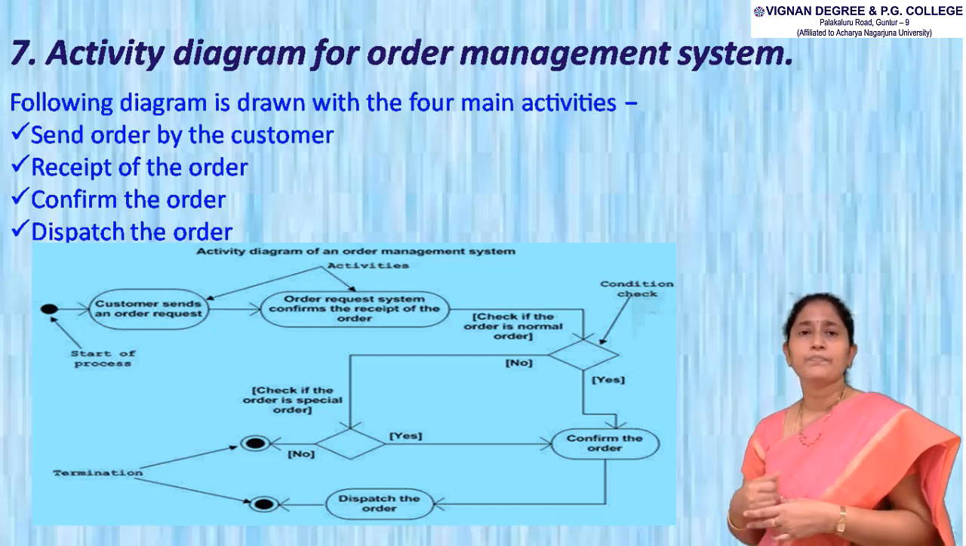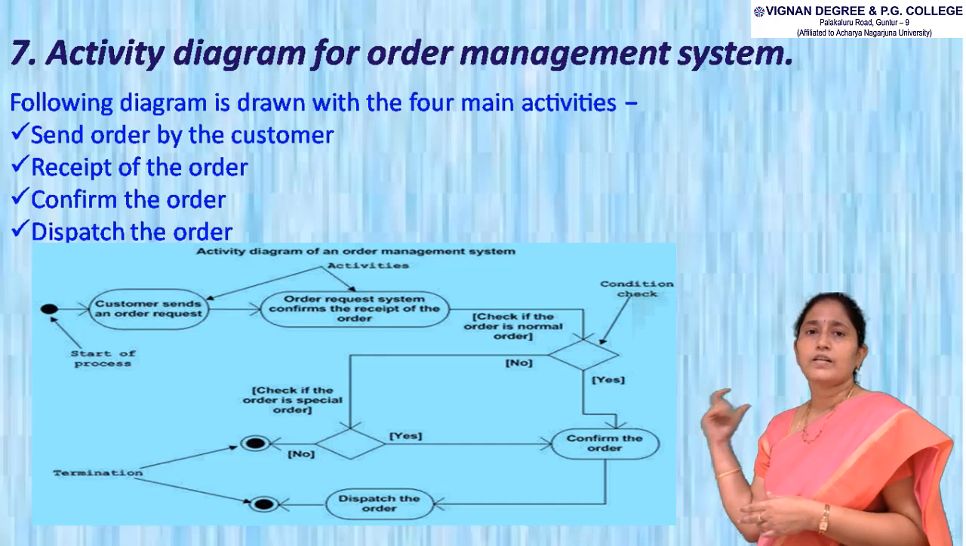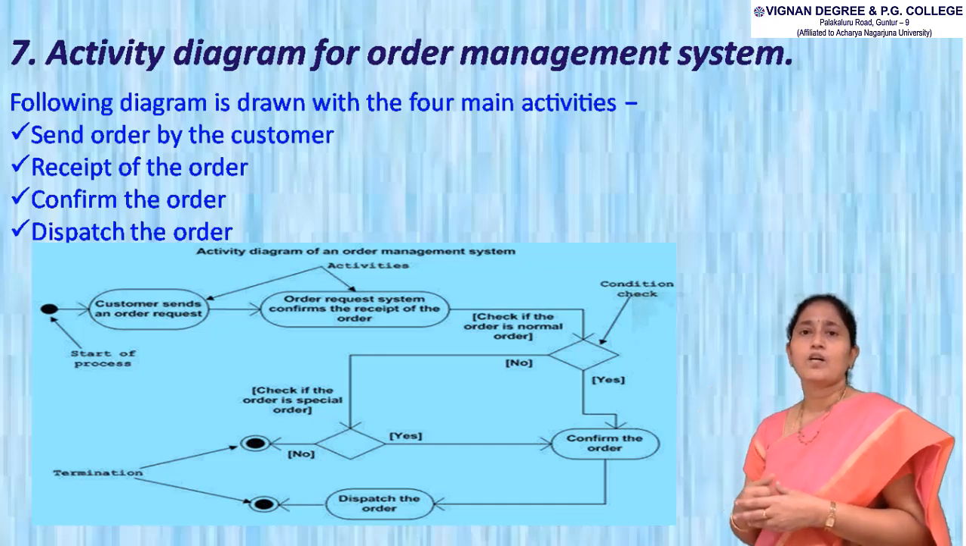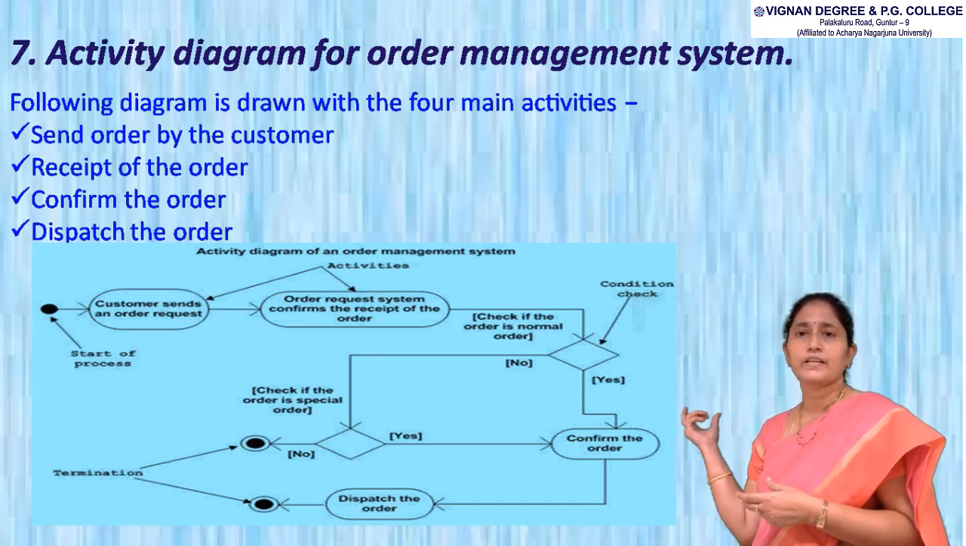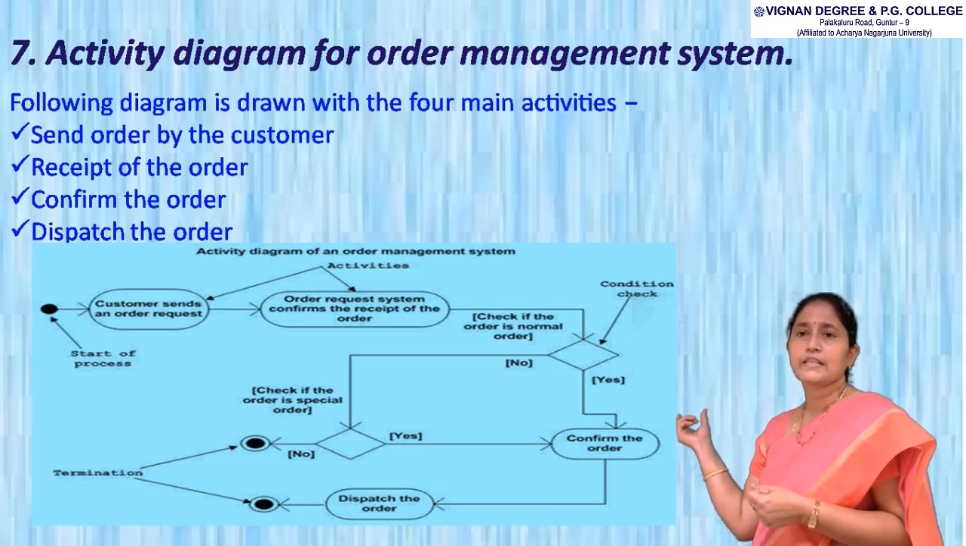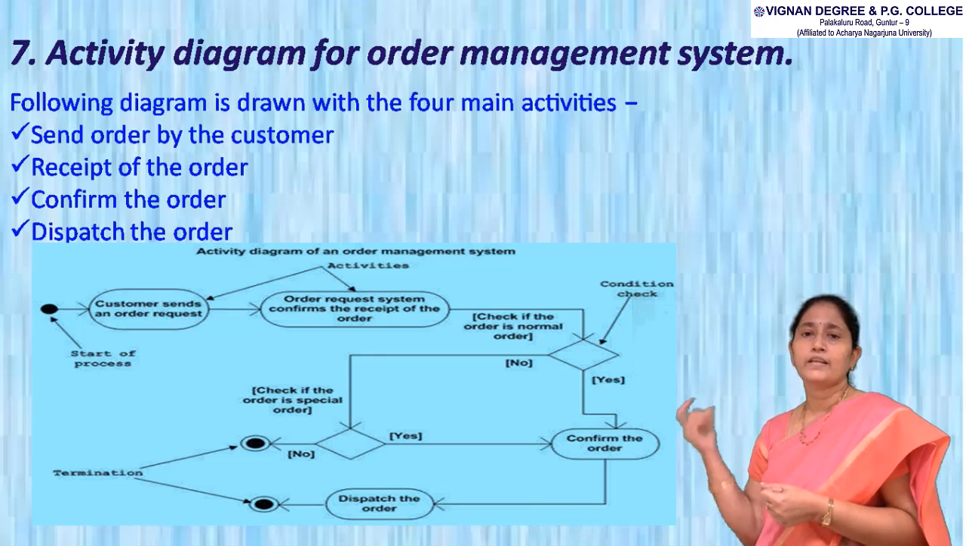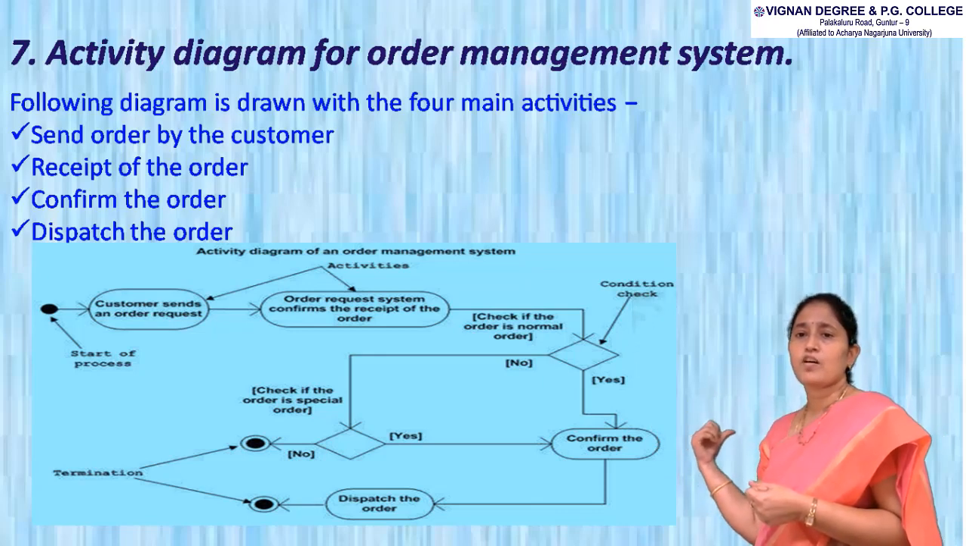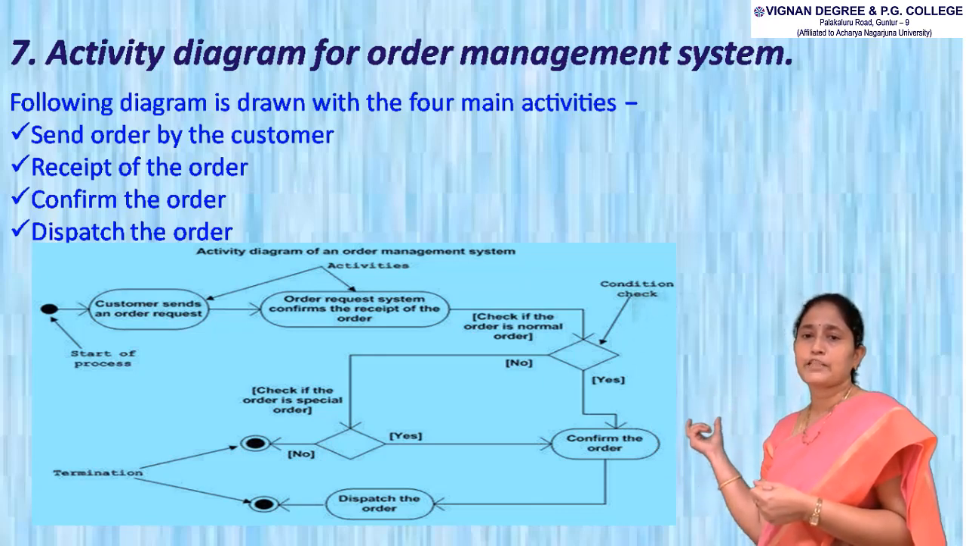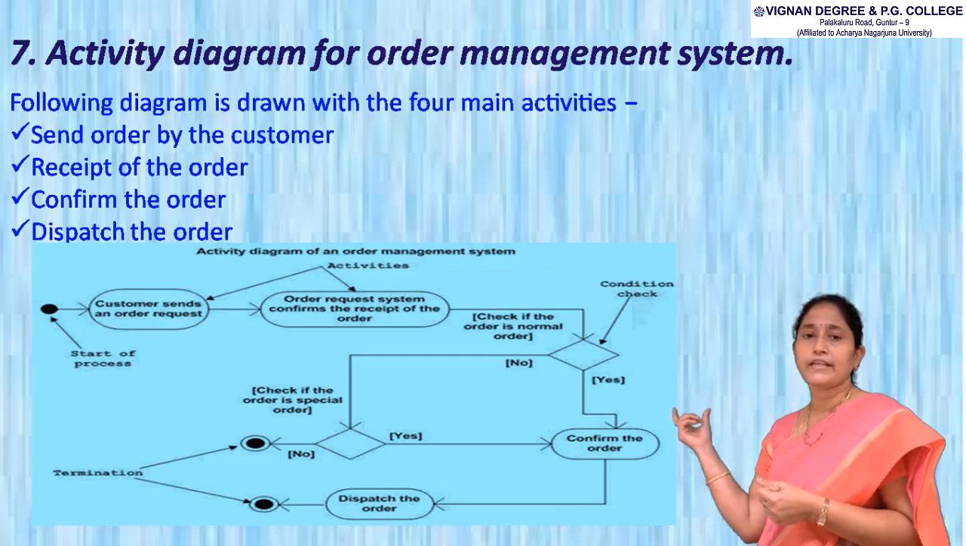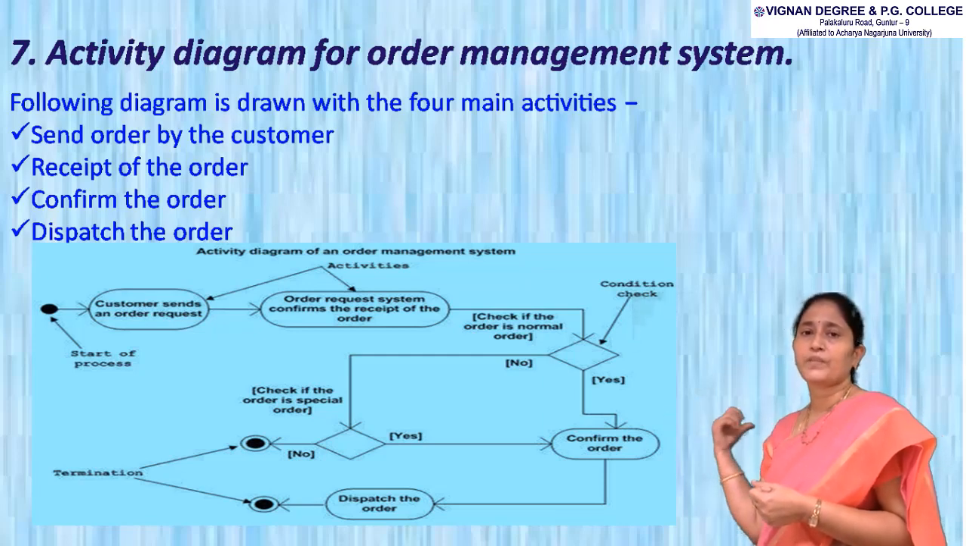If you see this diagram, the customer sends an order request. So here in this order request system, confirm the receipt of the order. If the order is a normal order, it will be sent to check the condition. If the order is finalized, then confirm the order. If the order is a special order, it will be sent to other conditions. Once the order is confirmed, it will be dispatched, and finally it terminates. That means the end of this process.